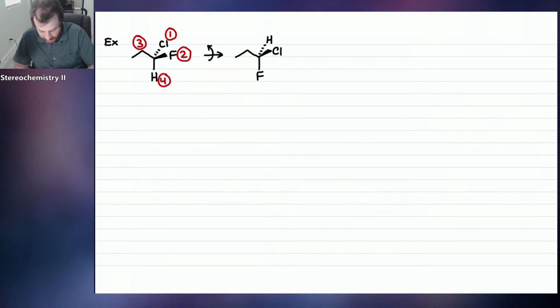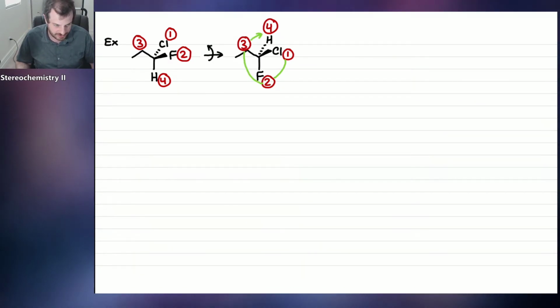Now we can assign our priorities again. 1, 2, 3, 4. Now our lowest priority group is in the dashed position. So now we can just connect 1 to 2 to 3. We can see a clockwise movement. So this is going to be R.